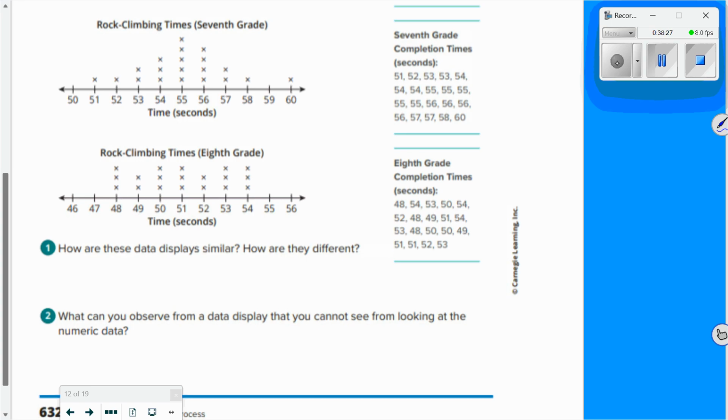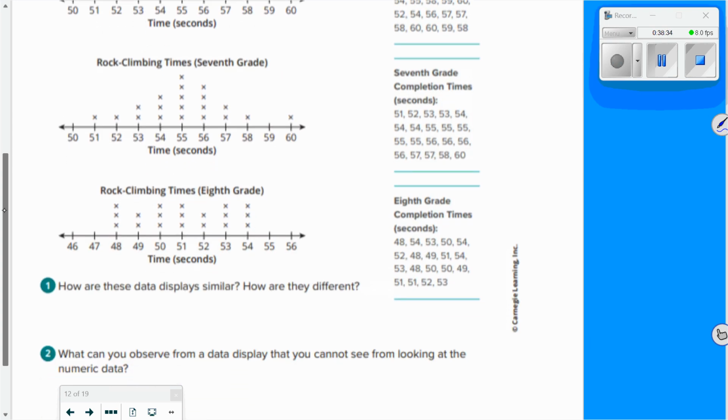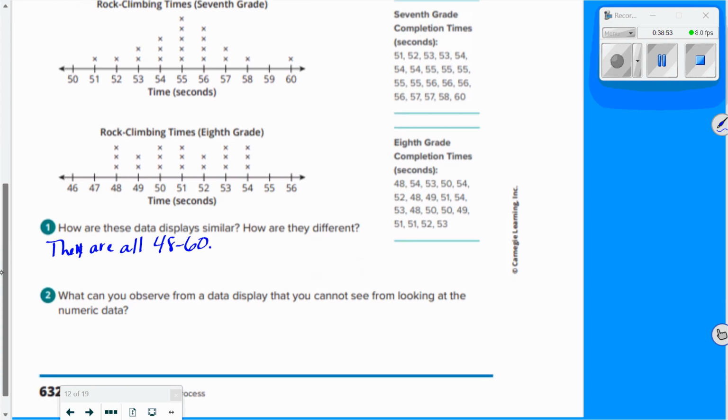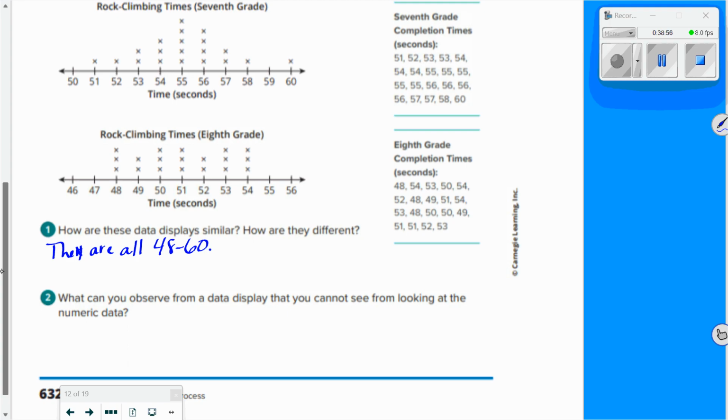They're all in seconds. So they use the same measurement. What about differences? You guys see differences?